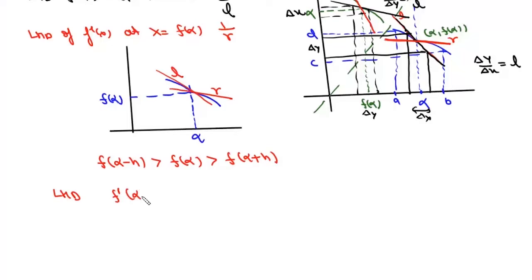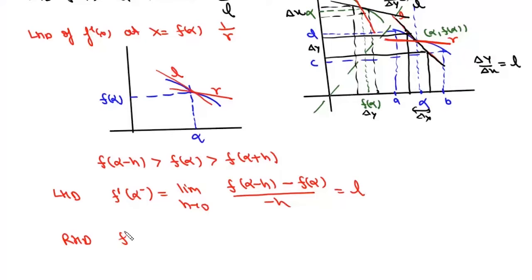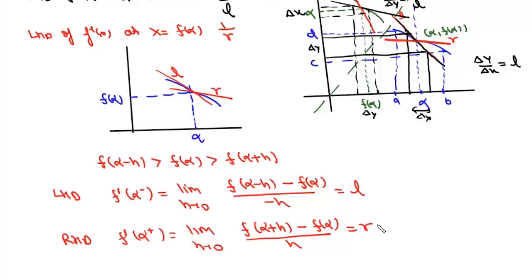which is f dash alpha negative, can be expressed as this limit h tends to 0, f alpha minus h minus f alpha upon minus h, it is L, and right hand derivative at alpha will be this limit h tends to 0, f alpha plus h minus f alpha upon h, and this is equal to R. So this is already given in the question.